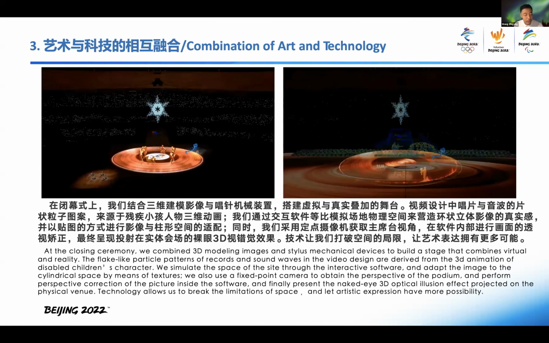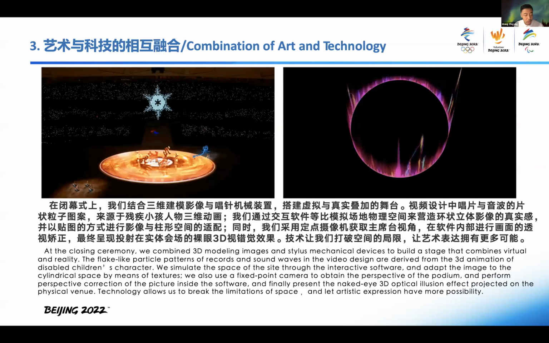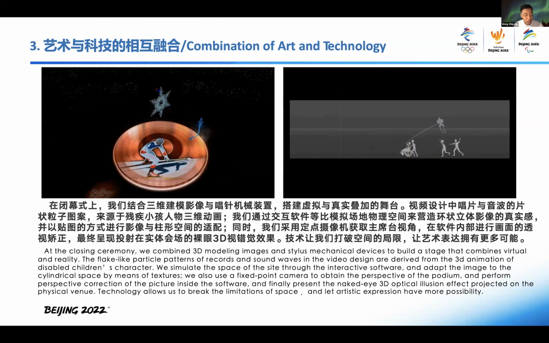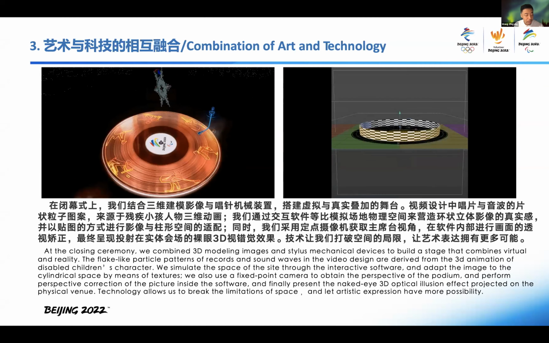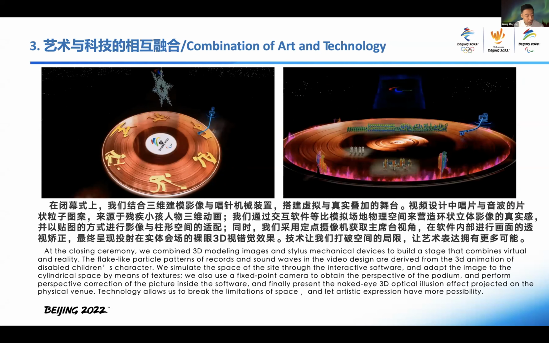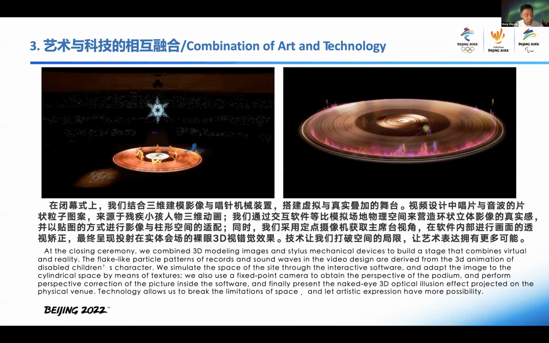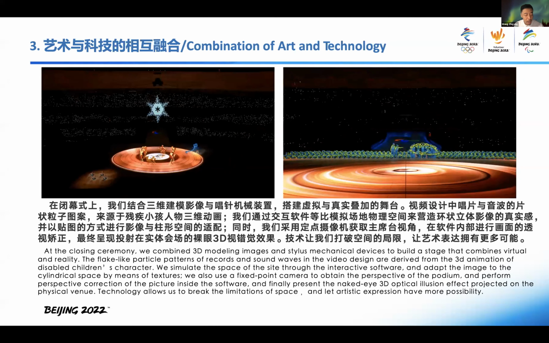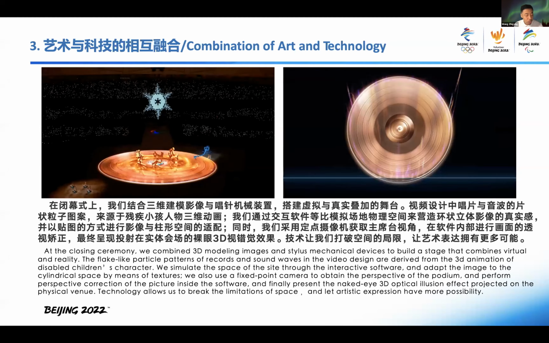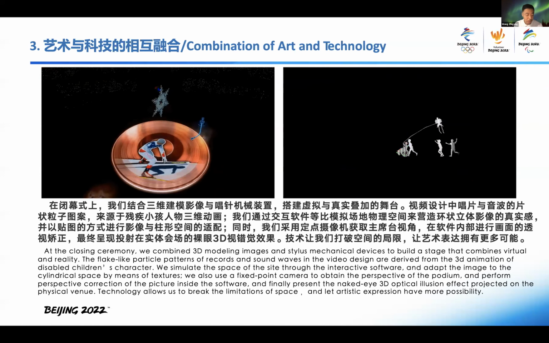We simulate the space of the site through the interactive software and adapt the image to the cylindrical space by means of textures. We also use a fixed point camera to obtain the perspective of the podium and perform perspective correction of the picture inside the software. And finally, we present the naked eye 3D optical illusion effect projected on the physical venue. So CG technology allows us to break the limitation of space and let artistic expression have more possibility.